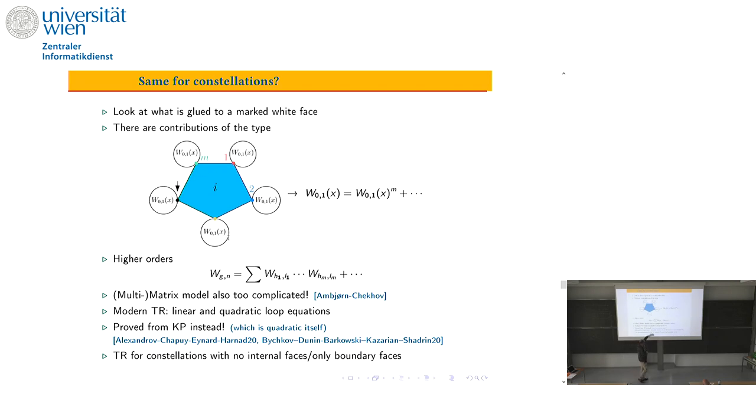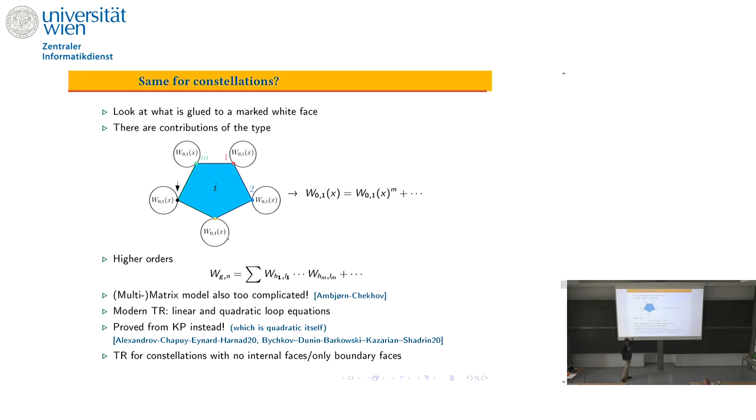So that gives you an equation that starts like omega 0,1 equals omega 0,1 to the M plus blah, blah, blah. And if you go to higher order correlators, you have something of degree M. So it doesn't look at all like the topological recursion. It looks like you have something of larger order. If you go to matrix models, that doesn't help, because there is a matrix model that was, I think, introduced by Ambjørn and Chekhov, not sure, but they worked on it. And it's too complicated because it has several matrices which do not commute, so you cannot re-diagonalize.